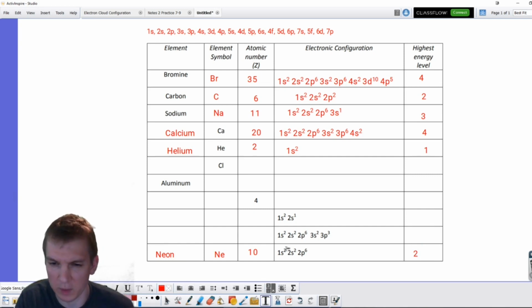You just count the small numbers, the higher indexes here, the exponents, and that's how you would count the total number of electrons, which gives you the atomic number.